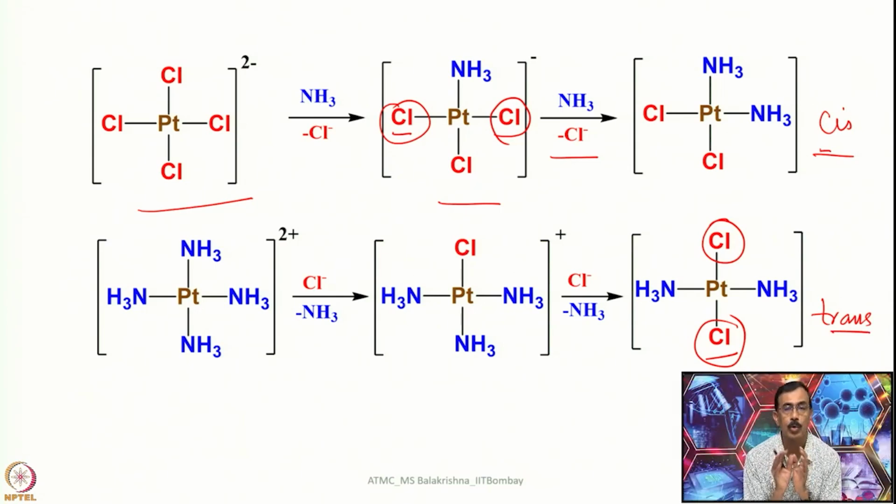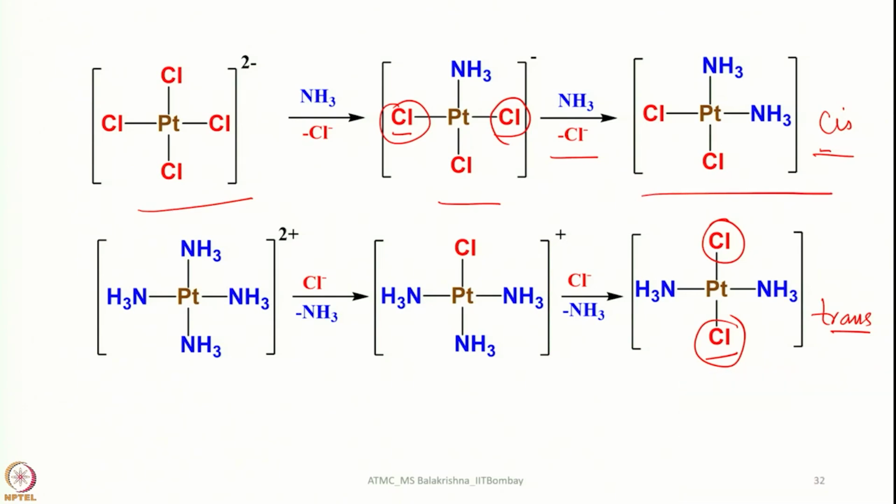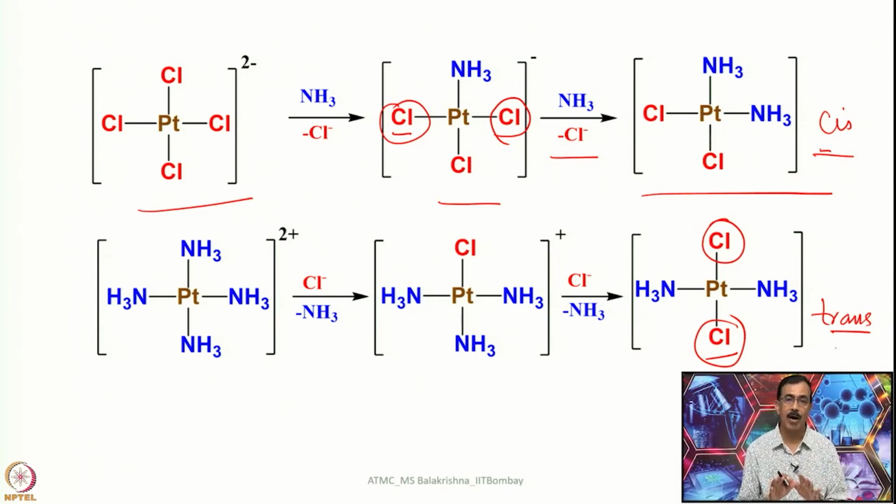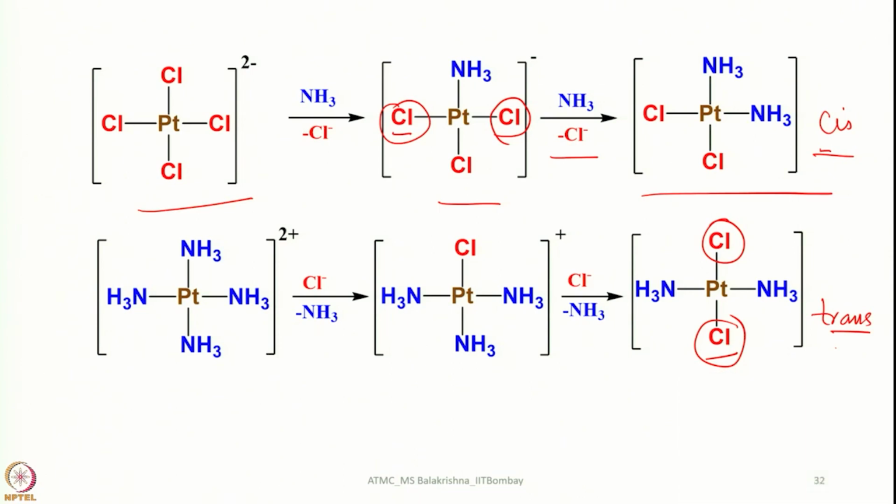That means if you take tetrachloroplatinate and add ammonia in sequential order, that leads to the formation of a cis product. On the other hand, if you take tetraammineplatinum(II) complex and add chloride in 2 steps, that leads to the formation of the trans compound. So this was the beginning of the reactions that led to the understanding and explanation of trans effect, and hence the substitution reactions in square planar complexes.